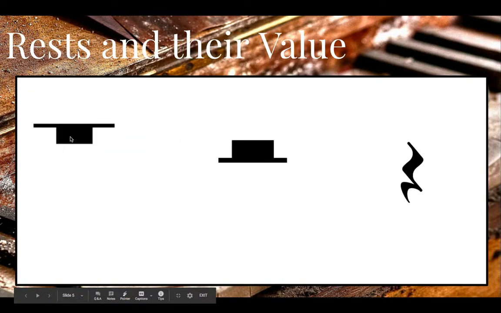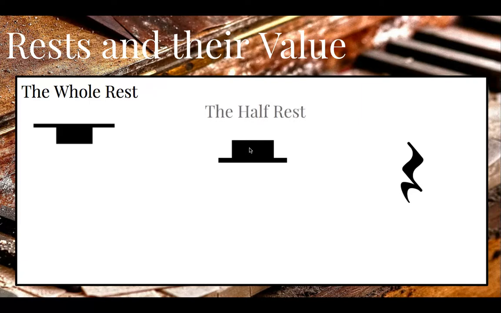Then we're going to talk about rests. This is a whole rest, this is a half rest, and this is a quarter rest. Now, the way to remember the difference between these two, because they look kind of similar, is a whole rest, if you were walking along here, it looks like a hole. Don't fall in. And then this, if you were to draw a little head underneath here, kind of looks like a hat, and hat kind of sounds like half, so that's a half rest.